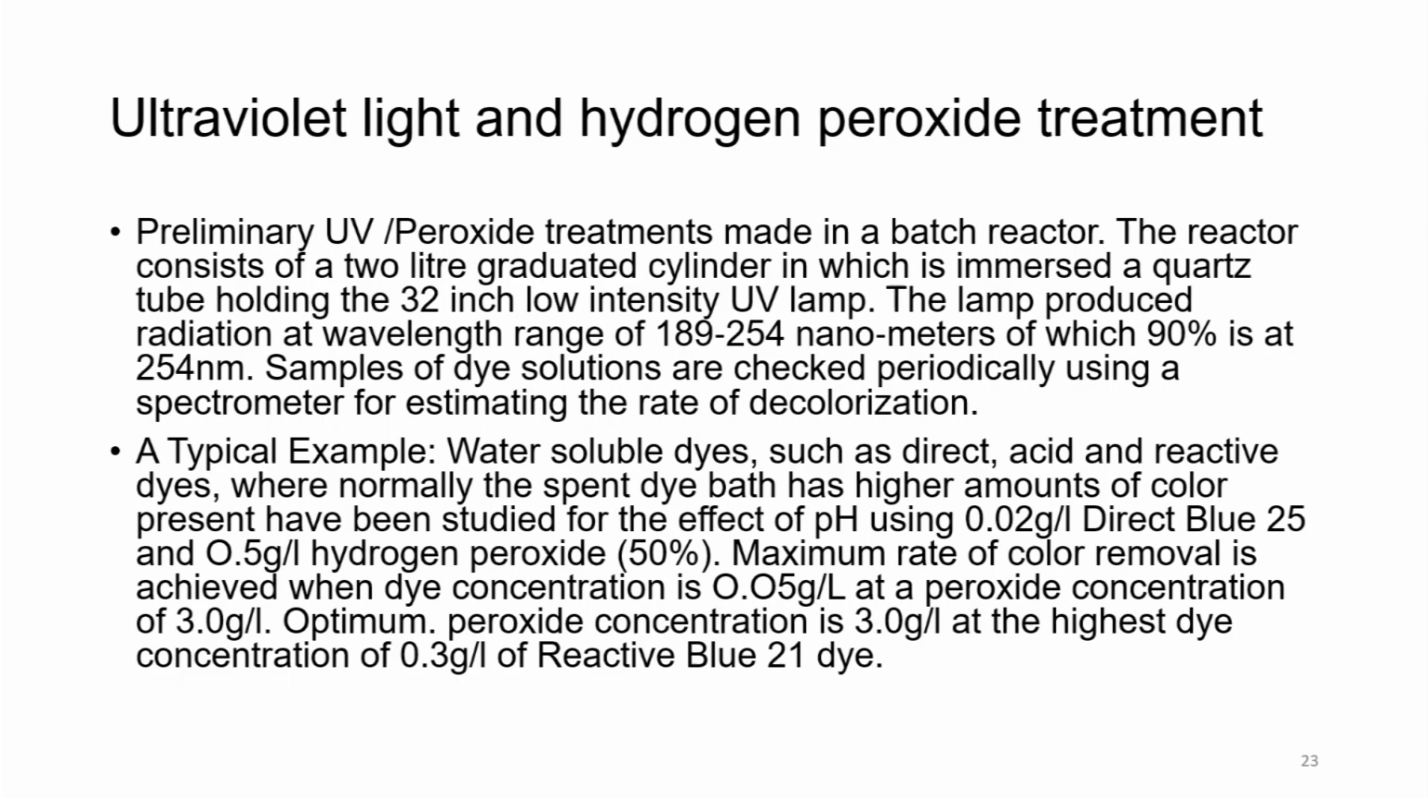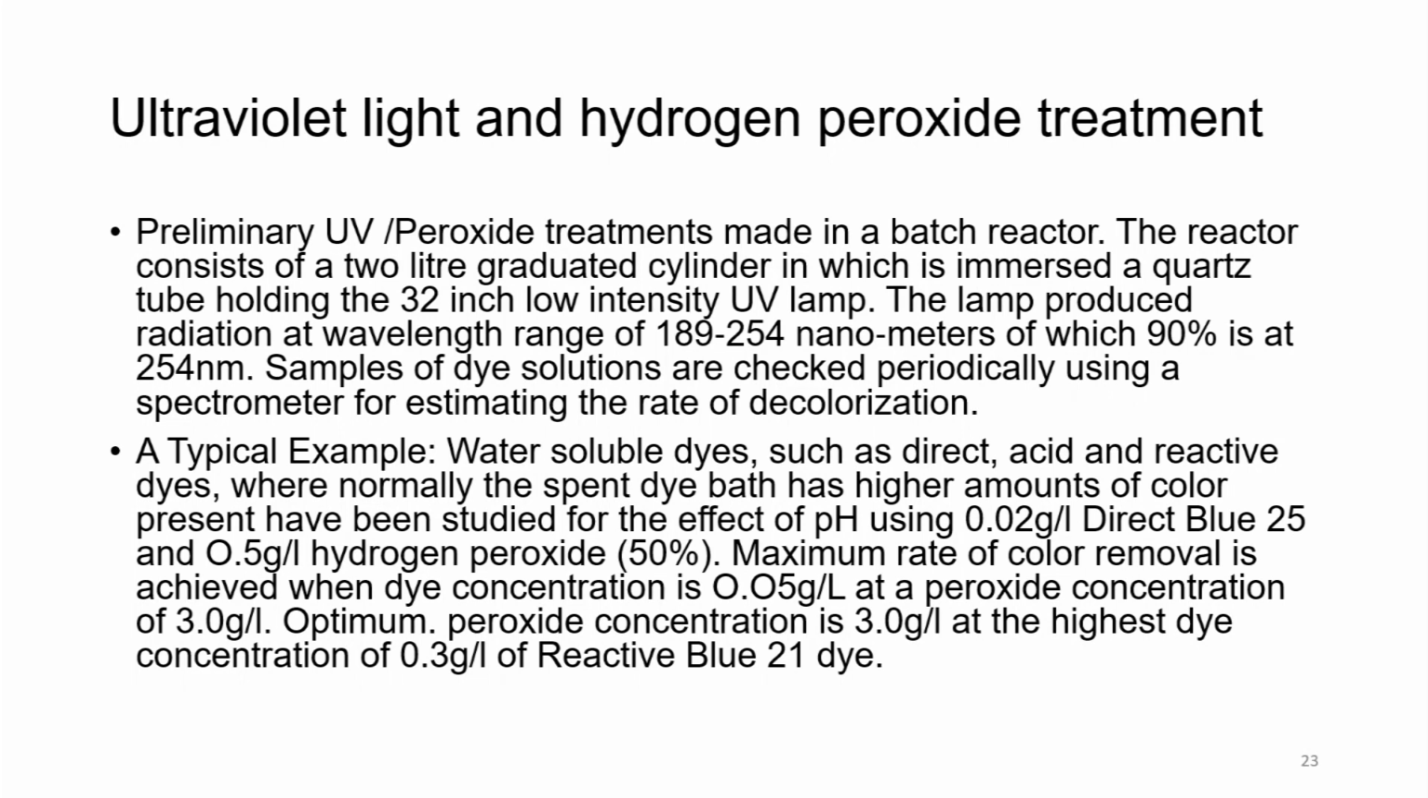A typical example, water soluble dyes such as direct dye, acid dye or reactive dye, where normally the spent dye bath has higher amounts of color present, have been studied for the effect of pH using 0.02 gram per liter direct blue 25 and 0.5 gram per liter hydrogen peroxide 50% strength. Maximum rate of color removal is achieved when dye concentration is 0.05 at the peroxide concentration of 3.0 gram per liter.